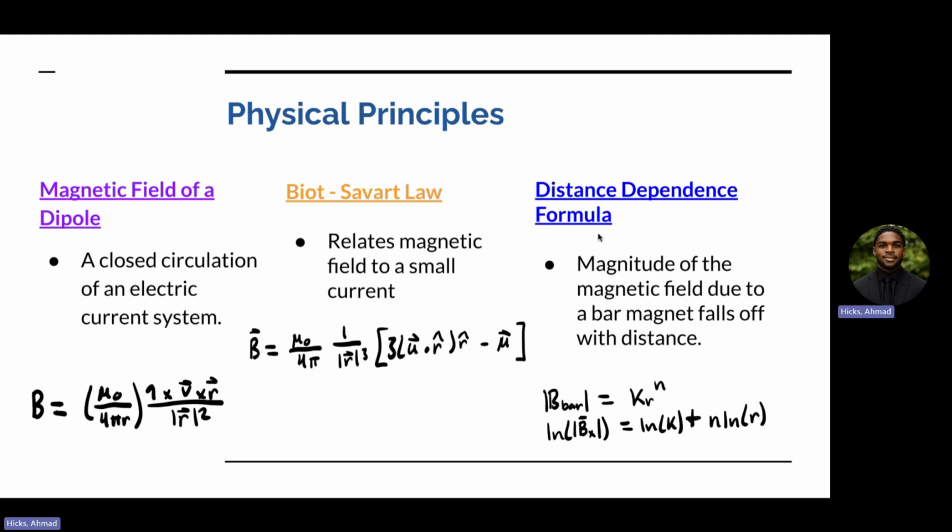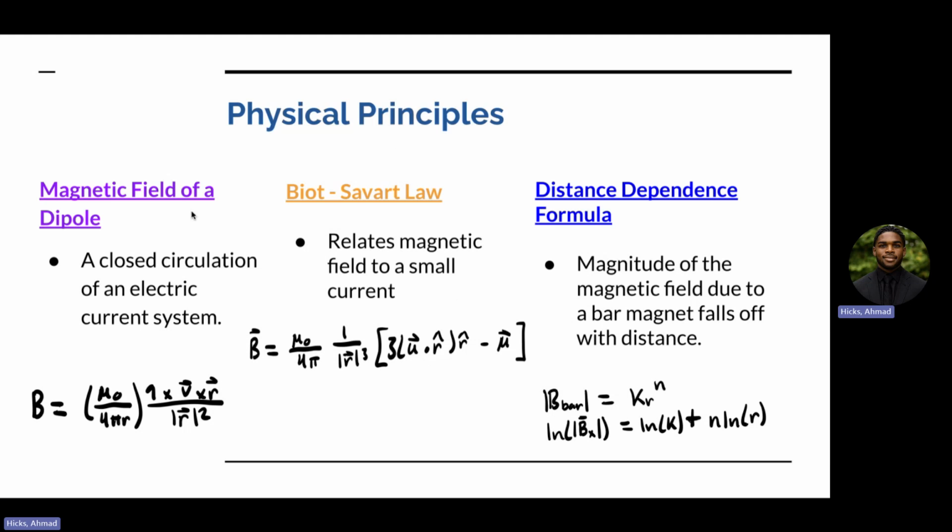The physical principles used in this lab, first, was the magnetic field of a dipole, which is a closed circulation of an electric current. You can see that in the formula below. Next was the Biot-Savart law, which relates magnetic field to a small current. Again, that's shown by the formula there. And lastly was the distance dependence formula, which represents the magnitude of the magnetic field due to a bar magnet, and it falls off with distance. You can see that in the formula below.